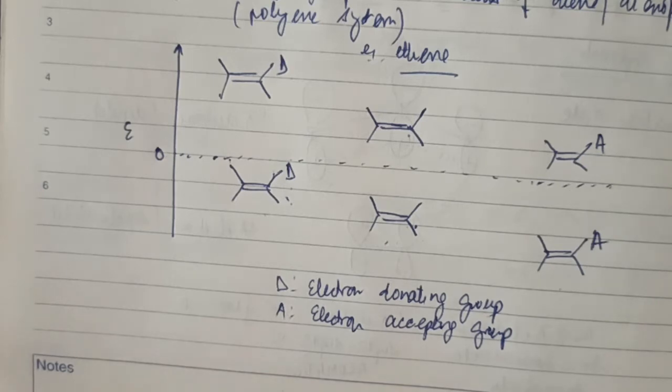Now, once this effect is done, definitely since the energy levels have changed, the extent of the energy level change will have an effect on the extent of the interaction between the HOMO of one reactant and the LUMO of the other reactant, and this can alter the speed of the reaction as well.